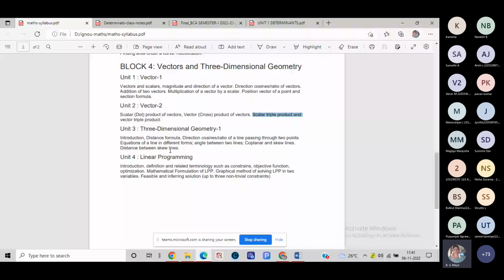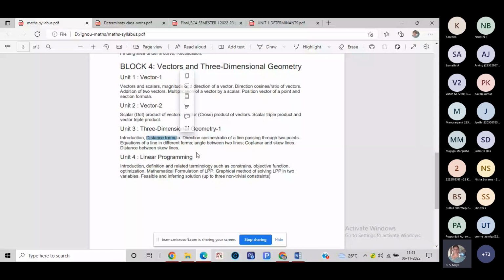Distance formula, direction cosine ratios of a line passing through two points. Equation of a line in different forms. You will get some algorithms or theorems here. Angle between two lines, coplanar and skew lines, and distance between two skew lines. How to find the distance between two lines can be done using this.